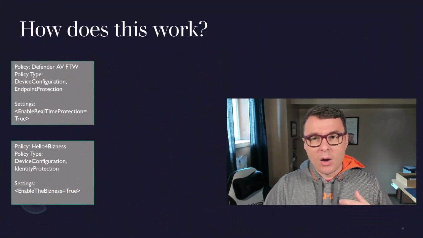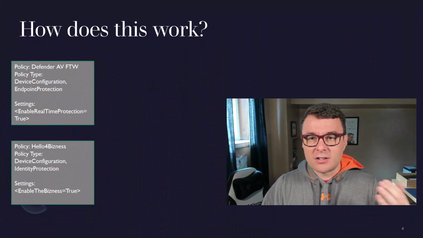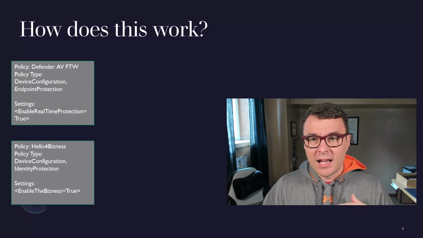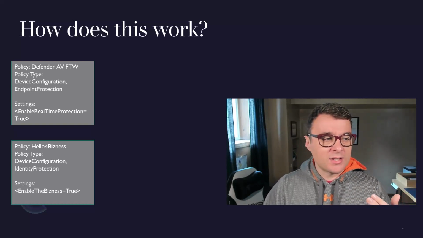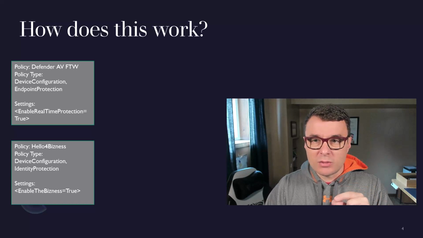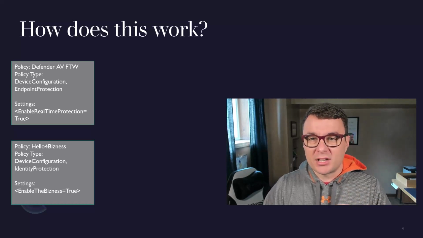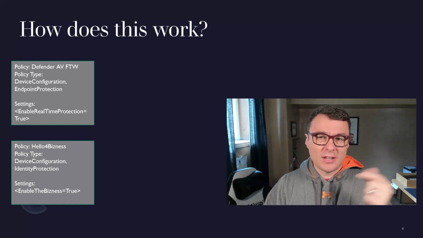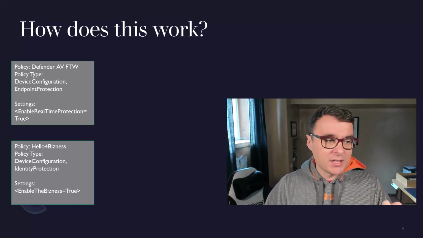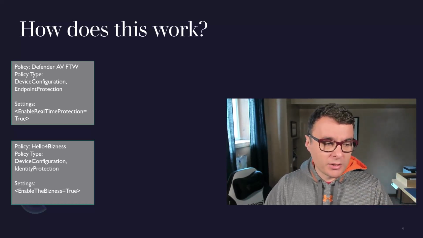So, first, if you think I have two policies here, one policy that's a Defender Antivirus policy, right? And the other one that's a Hello for Business policy. Defender Antivirus is, of course, an endpoint protection policy. And you'll see here that the policy type has metadata on the policy that says, hey, this is a device configuration profile, and this is an endpoint protection profile, right? There are different types of profiles it could be, like device compliance, for instance, but this is a device configuration profile, and it's an endpoint protection profile.